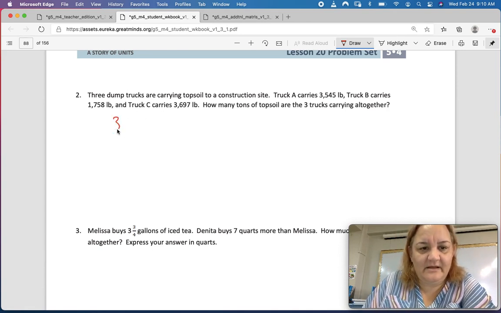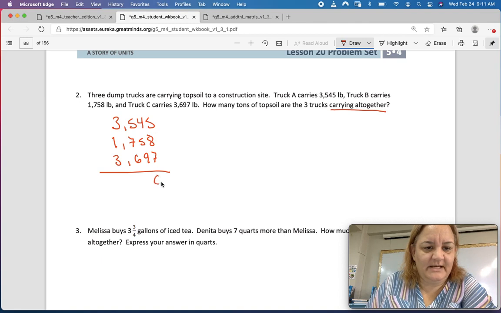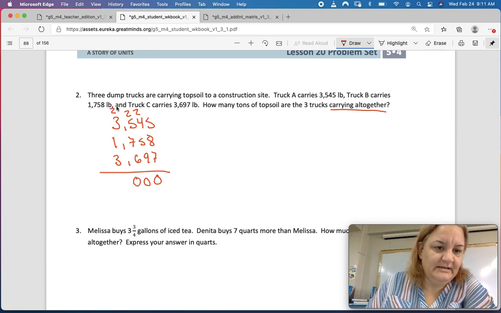First of all, we've got 3,545, 1,758, and 3,697. Those are all in pounds. Okay? And all together, so I can add them up. 5 plus 8 is 13, plus 7 is 20, carry the 2. 4 plus 5 is 9, plus 5 is 14, plus 9 is 23. And so on: the total is 9,000 pounds.